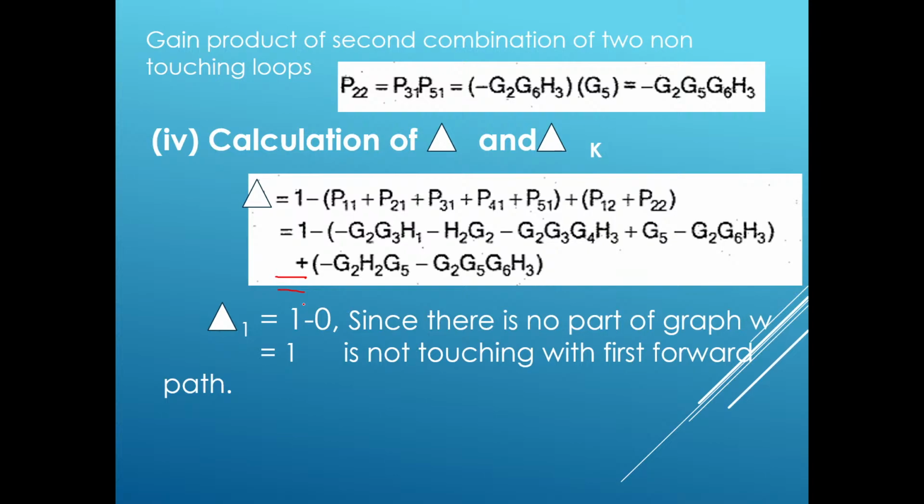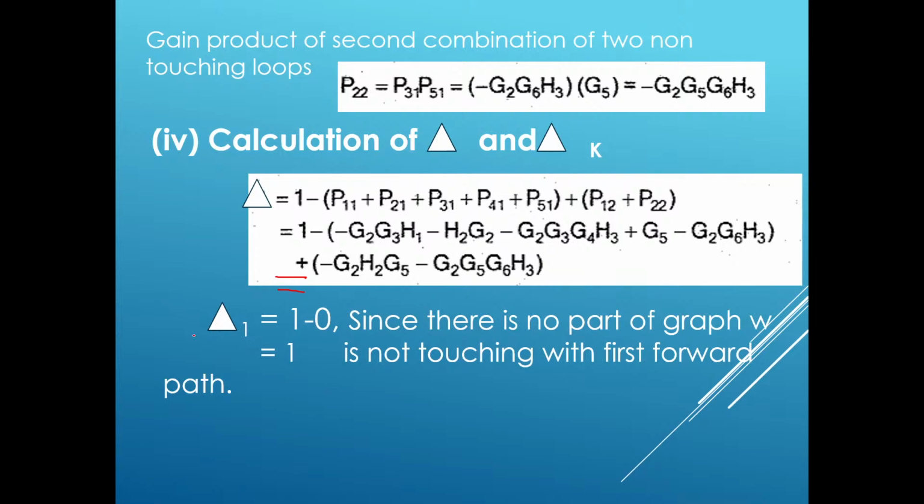Now, what is the k value? How many forward paths were there? I think there were only 2 forward paths. So k is 2. So you can determine delta 1 and delta 2.